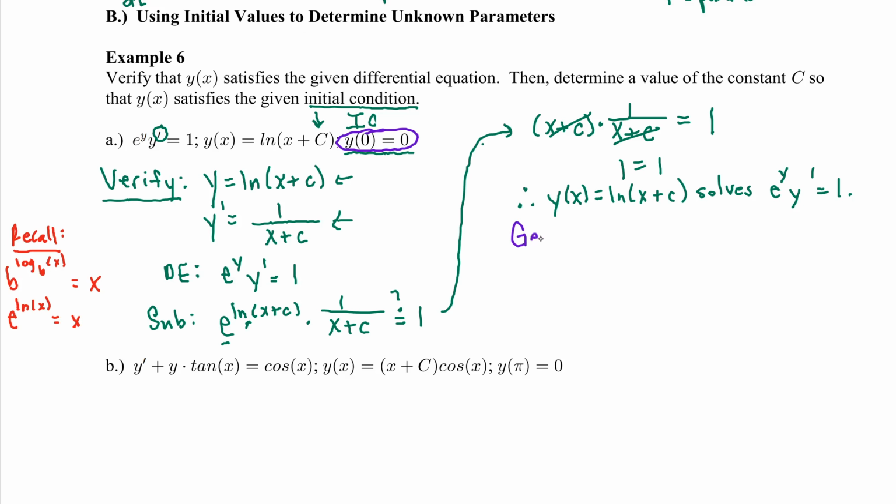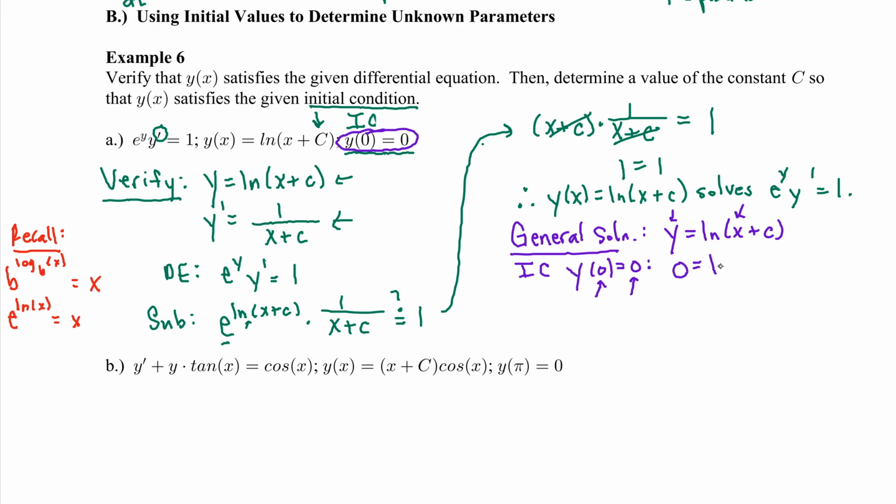So the general solution here is y equals natural log of x plus c. Our given initial condition is y of 0 equals 0. That is, we're going to plug 0 in for x right here, and we're going to plug 0 in for y right here. So when we apply this, we have 0 equals natural log of 0 plus c, or 0 equals natural log of c. And we can solve for c by rewriting it in exponential form, and we see that c is equal to 1.